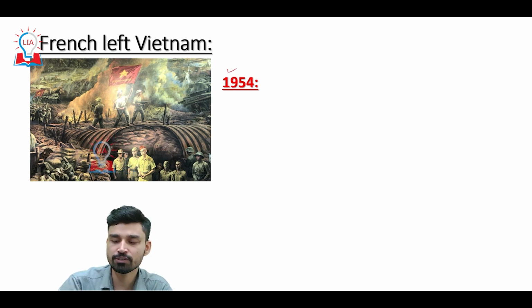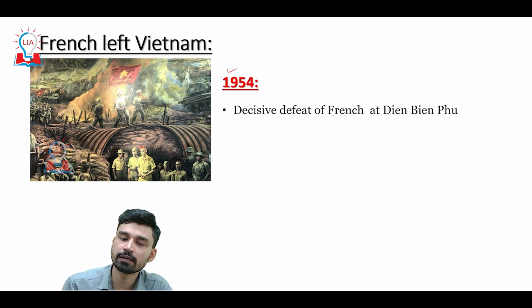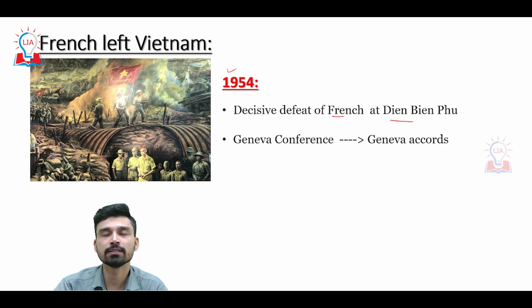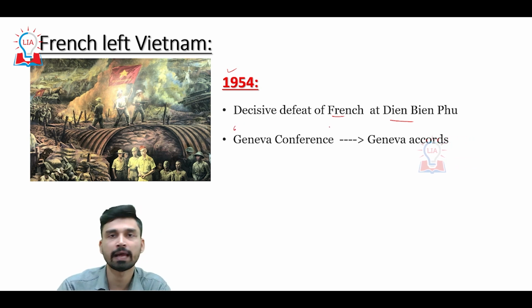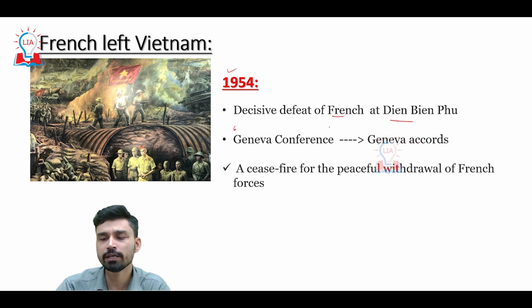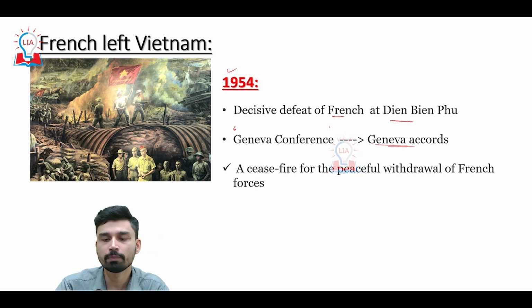However, the situation changed drastically in 1954 when the French were decisively defeated at a place called Dien Bien Phu, situated in the central part of Vietnam. After this defeat, the French understood that they had to leave the country sooner or later. They decided to call a conference in Geneva, in Switzerland. The Geneva Conference was initiated, and at its end, the Geneva Accord was signed.